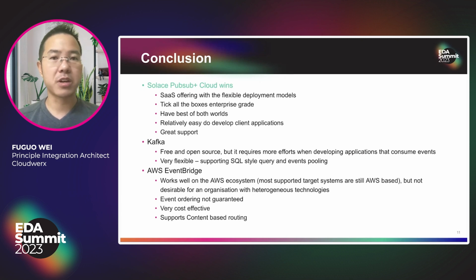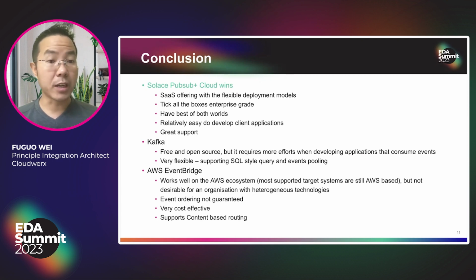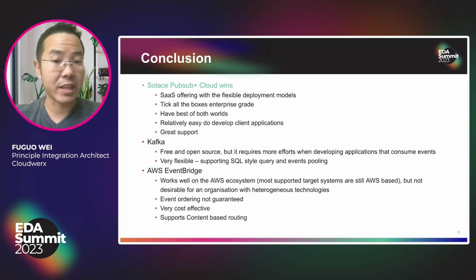EventBridge, as I said, it works perfectly. It's desirable for applications that all reside in a single cloud, and though they've been expanding to support some third-party systems, the majority would be still the case where you have applications in a single cloud. It works really well if you have all of your applications within the AWS ecosystem. But obviously, this retailer has a lot of heterogeneity across their technology landscape. They have a lot of multi-clouds, some of them are SaaS solutions, some of them are on-prem, some of them are AWS and Azure. So EventBridge won't work there.